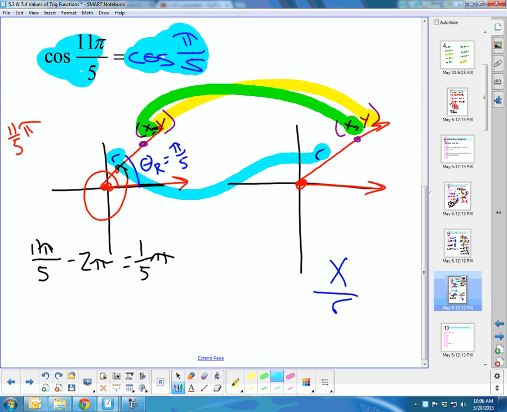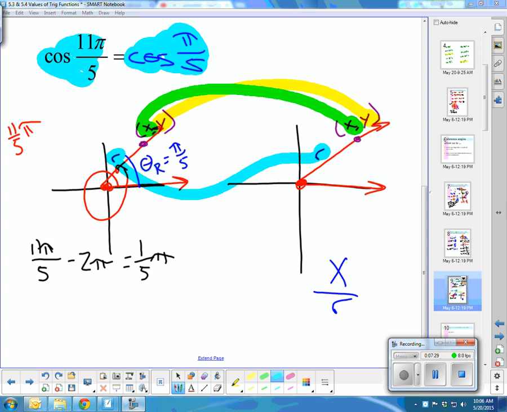I don't know what it is. If you want to test it, put it in your calculator. Put cosine of 11 pi over 5 in your calculator, hit enter, get a value. Put cosine of pi over 5 in your calculator, hit enter, get a value. And you can do this for all these, and you'll confirm that they're all going to be either the same or they are going to be opposites.